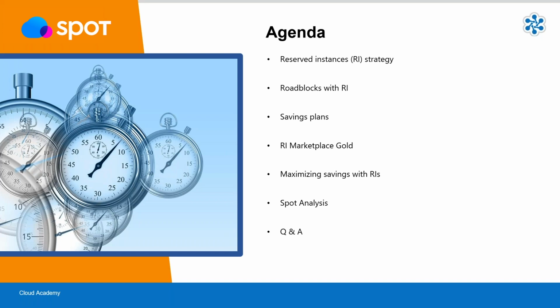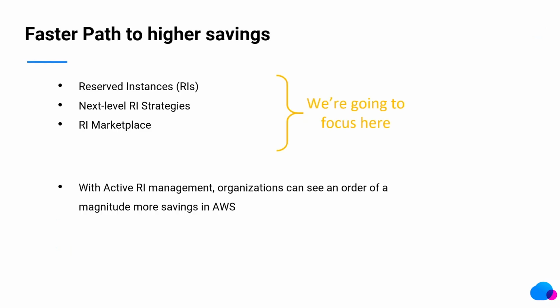Now, what we want to go over is how you get to higher savings in AWS. We're going to focus on what RIs are, some basics around them, trying to get you to next level RI strategies, the benefits of the RI marketplace. But the overall theme is going to be looking at what active RI management does versus passive and how much more savings you can get with the energy put into it.